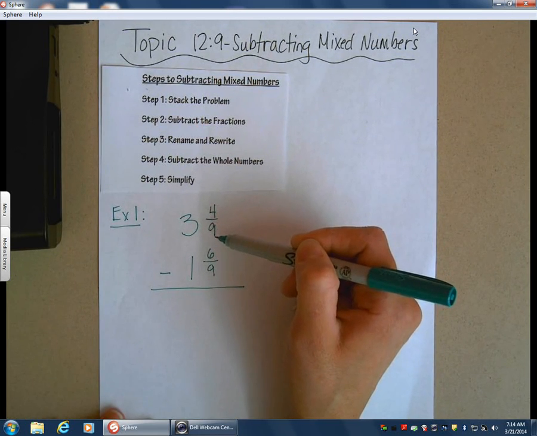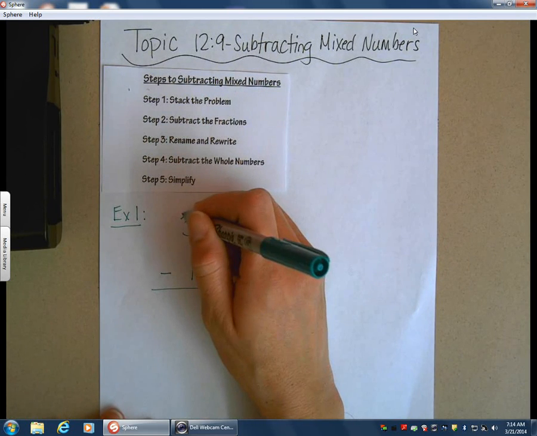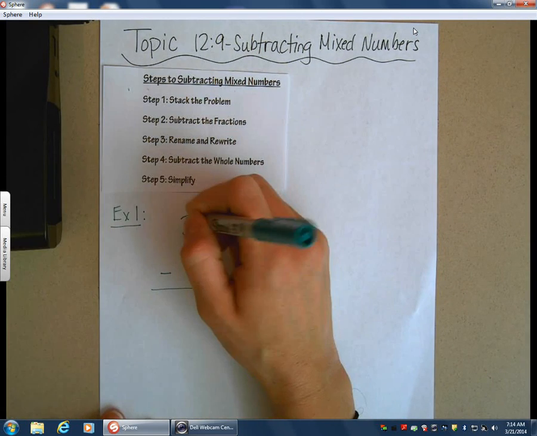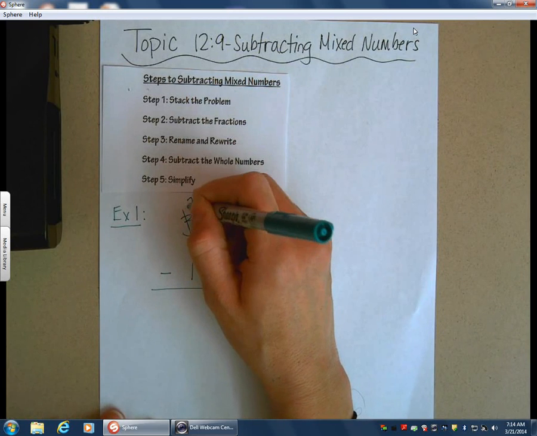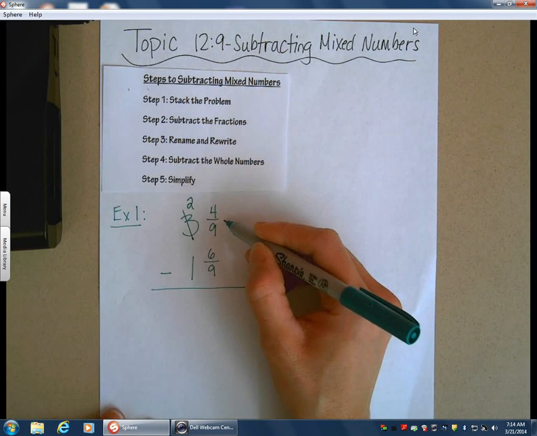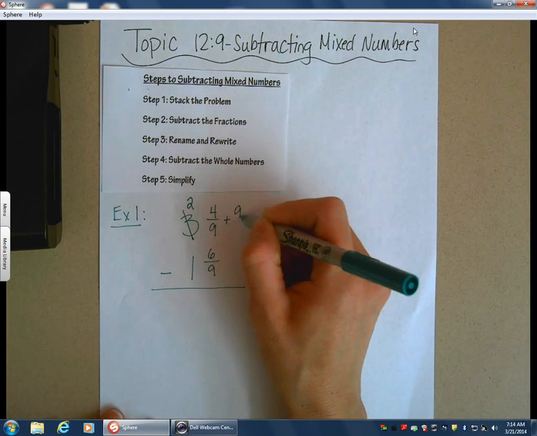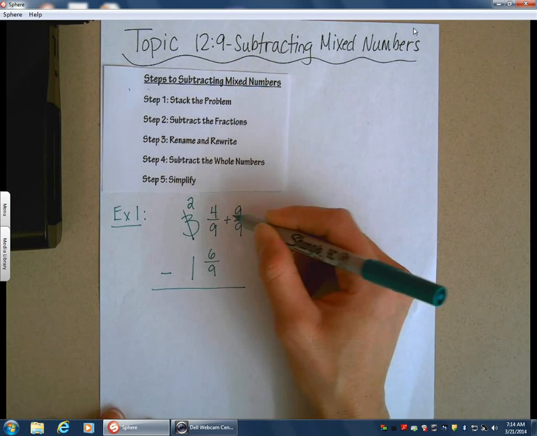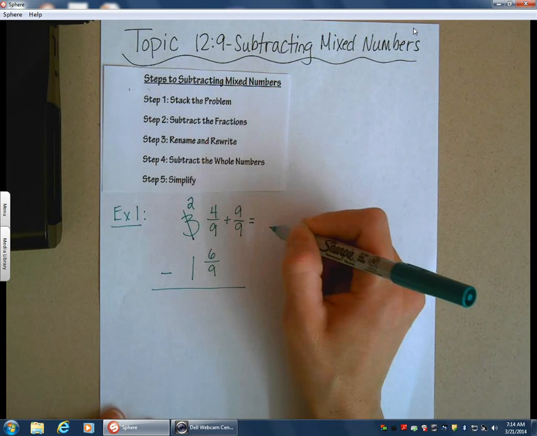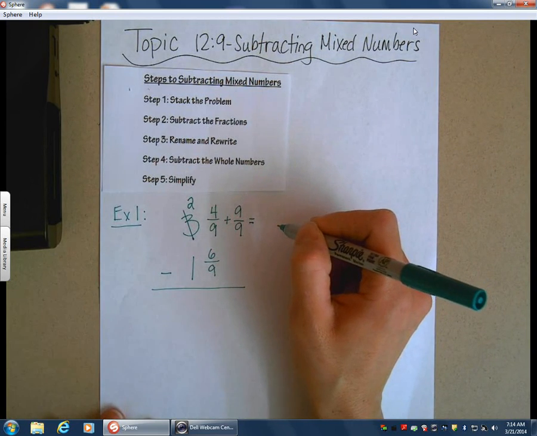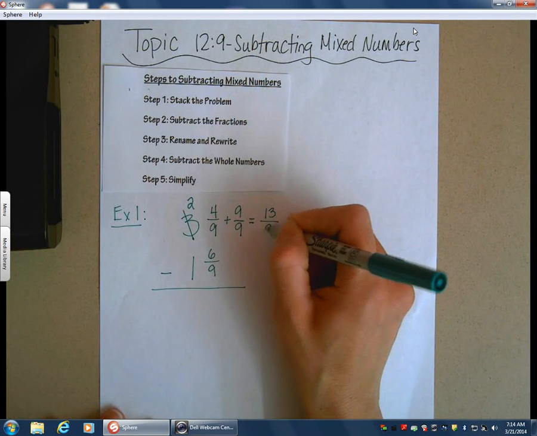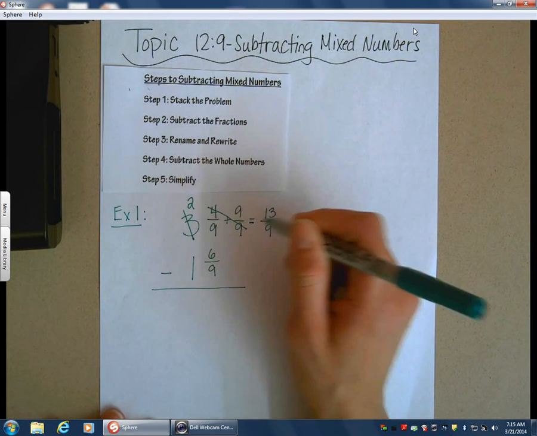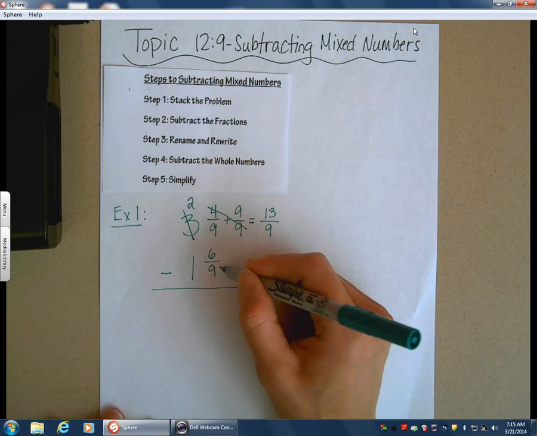So essentially, I have to borrow from the 3, which means I have to rename this fraction. I need more ninths. So I'm going to borrow one whole. So my 3 will become a 2. And like I said, I need more ninths. And ninths as a whole are 9/9. So I have to add that to the fraction that I already had. When I do that, I get 4 plus 9, which equals 13 over 9. So 4/9 plus 9/9 equals 13/9. This is my new fraction. I'm not using this anymore. My 6/9 is going to stay the same.